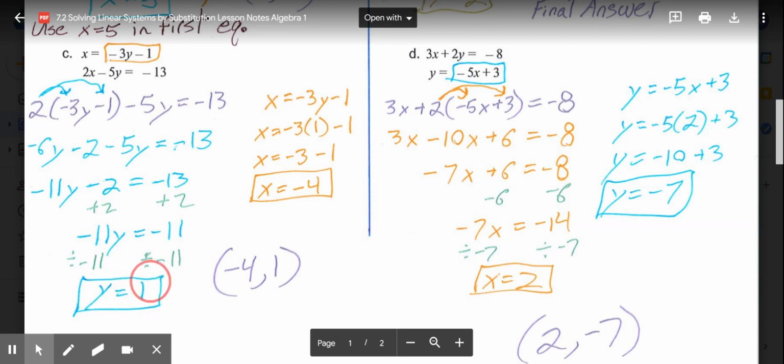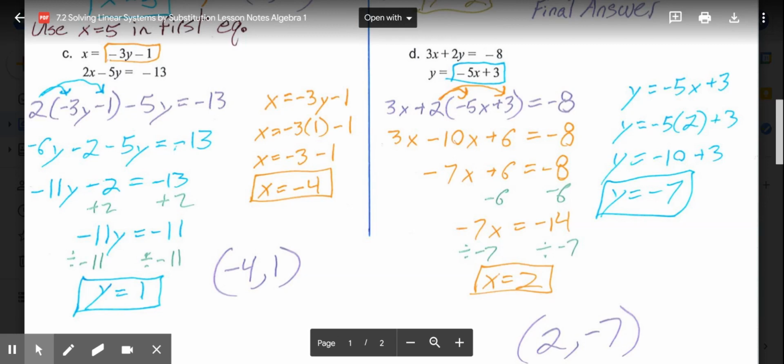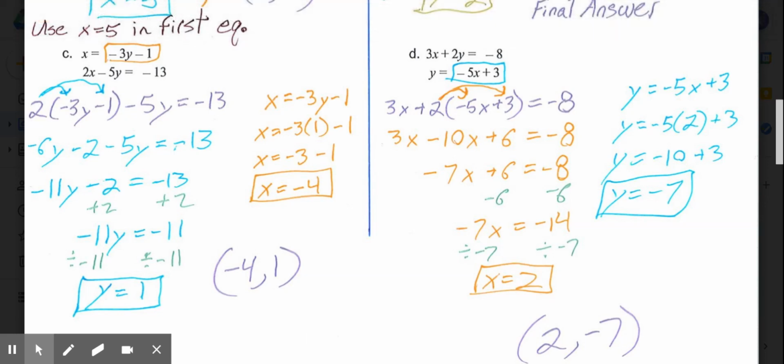So now that we know y equals 1, we move into step 4, and we're going to substitute the 1 in for y in the other equation, which would be, in this case, the top equation. So x equals negative 3 times y minus 1. Substitute the 1 in for y. So negative 3 times 1 minus 1. x equals negative 3 minus 1, meaning x equals a negative 4. So our solution would be negative 4, 1.